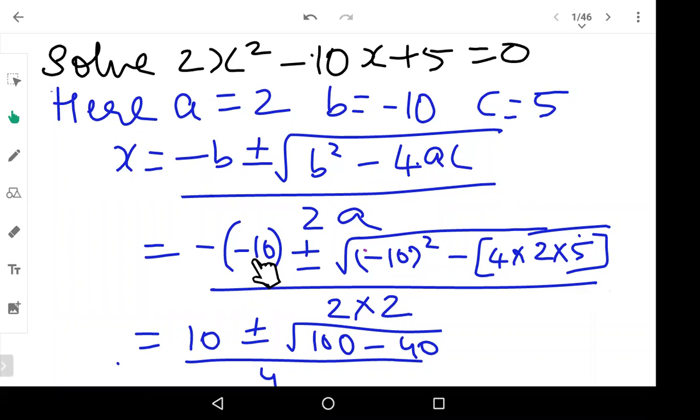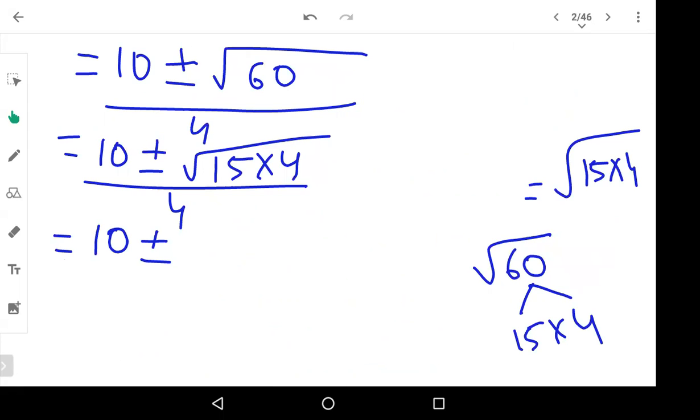Minus of minus 10 is plus 10, plus or minus minus 10 square is 100, minus 4 into 2 into 5. 4 2s are 8, 8 5s are 40, divided by 4. Now, moving further, 10 plus or minus square root of 60.